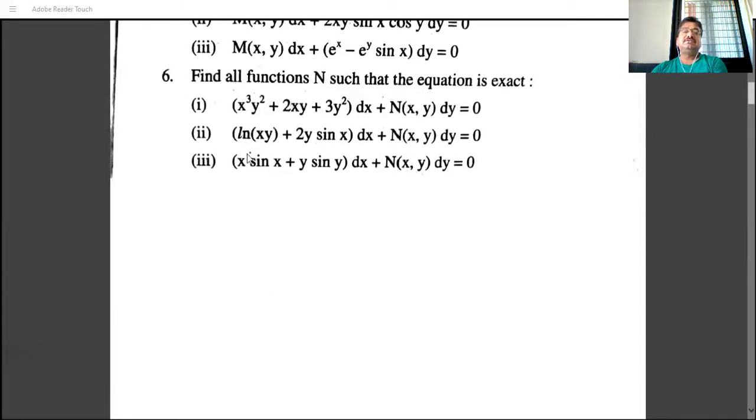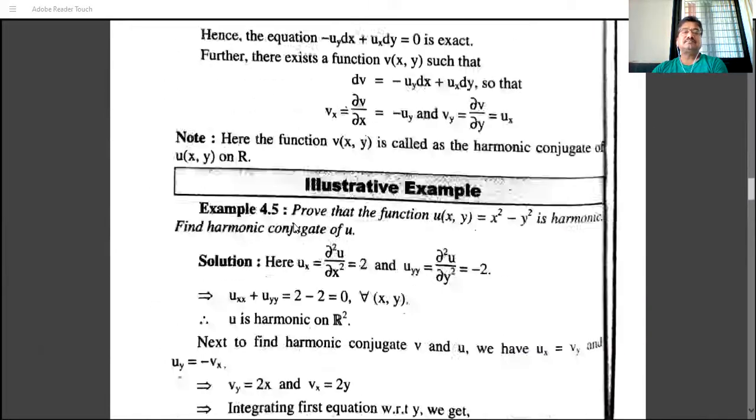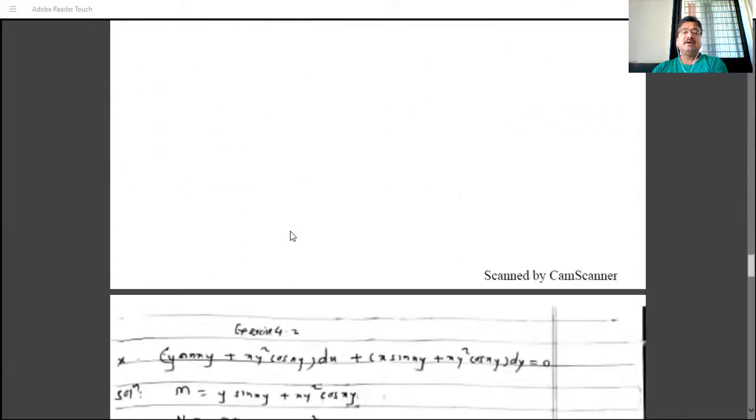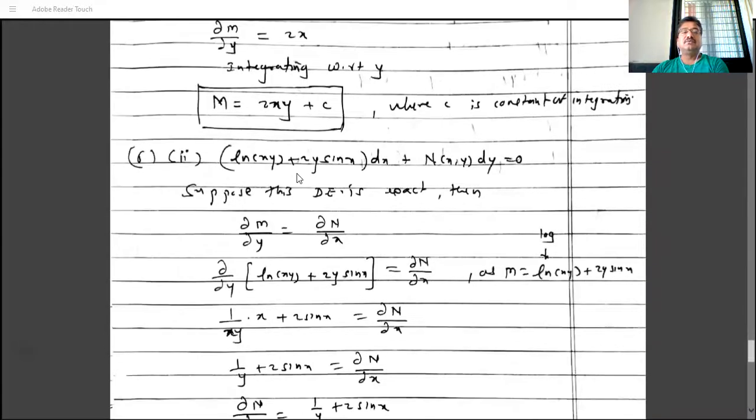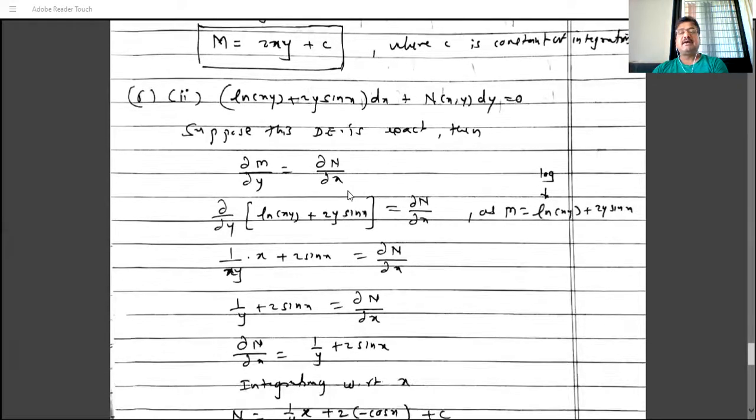The answer of 6.2 is given here. (ln xy + 2y sin x) dx + nxy dy = 0 is the given differential equation. Suppose this differential equation is exact, then ∂M/∂y is equal to ∂N/∂x. I have to find the value of n in such a way that this differential equation is exact.